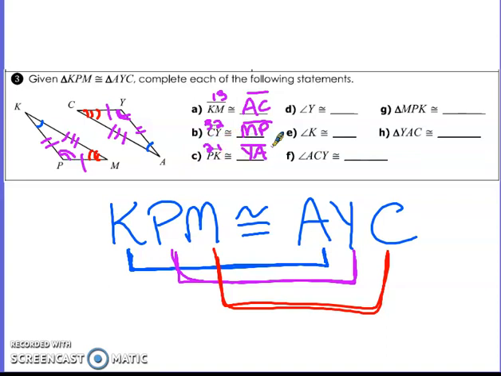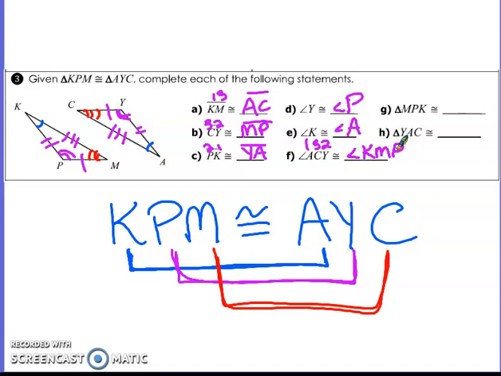Angle Y, well, if I follow my purple line, that goes to angle K. Oh, and I apologize, that's angle P. Angle K, if I follow my blue line, is congruent to angle A. If I do angle ACY, again, look at the order they go in. This is 1, 3, 2. So I need to go angle K, M, P. 1, 3, and then 2.